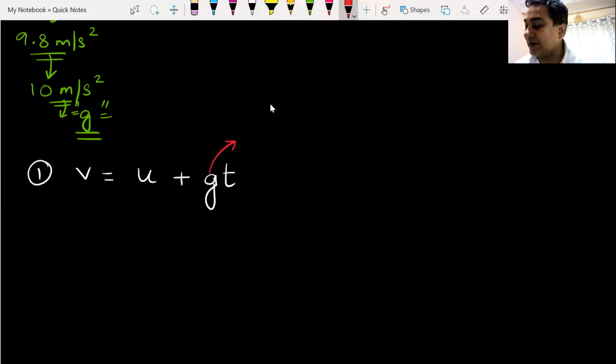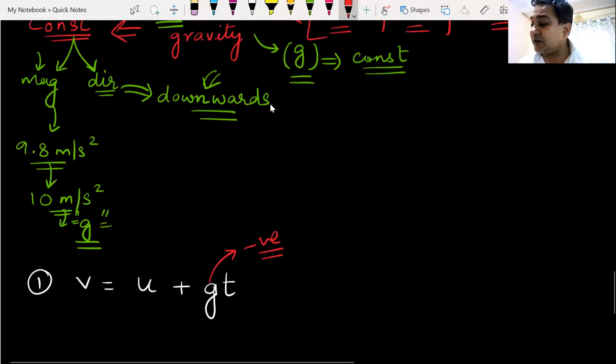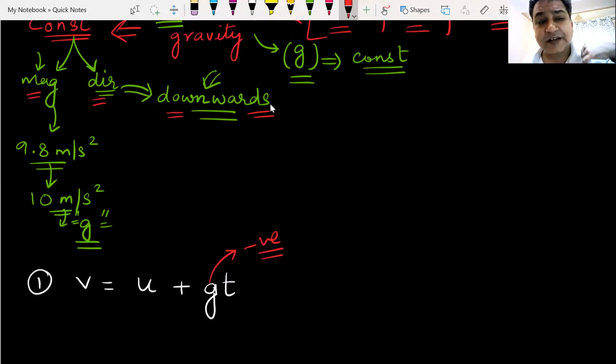Remember, beta, G is always negative. Because when the body is going up or when the body is coming down, G does not change. G is constant. Remember, G is always constant. G can't change. G is always negative, according to our sign convention.